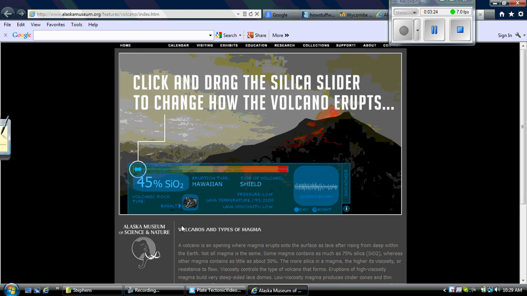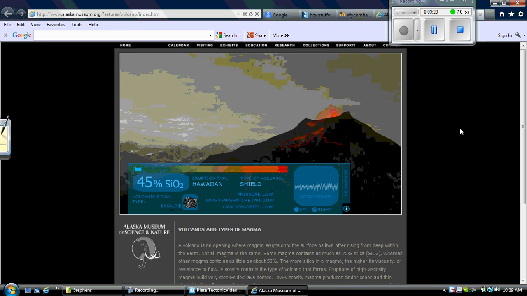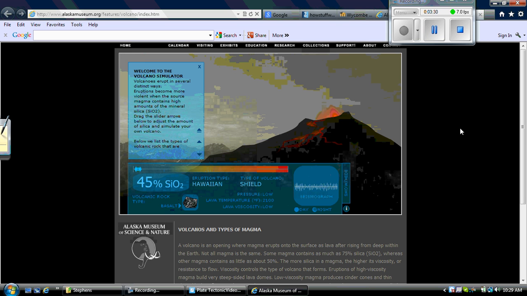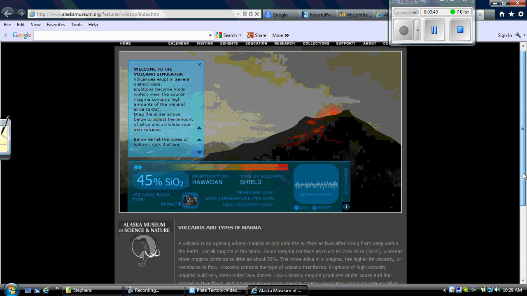So, small one. What I'm going to show you right now, this link is on my website. You guys can actually play around here. You can change the silica content. Okay, so if you change the silica content to 45%, it'll tell you it's a shield volcano. Okay, then you can erupt it. Find the eruption button.